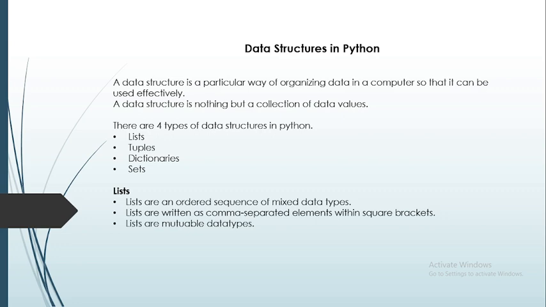Lists are an ordered sequence of mixed data types. Lists are written as comma-separated elements within square brackets. Lists are mutable data types. When I say mutable, it means you can change the elements present inside a list.